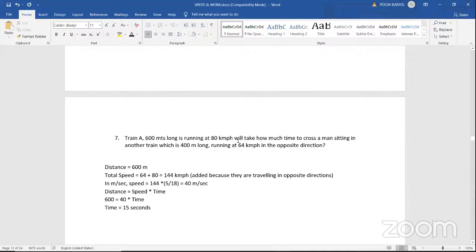Total speed would be 64 plus 80 because they are running from opposite directions, crossing each other. So in meter per second, it will be 144 kilometer per hour multiplied by 5 by 18. This will be 40 meter per second. The time taken would be 600 by 40, which is 15 seconds. Whenever they're asking about a man crossing a man, whether he's on another train or walking, running, whatever it is, just consider the man's speed. His length will obviously not matter. Understood? Yes, ma'am. Okay.